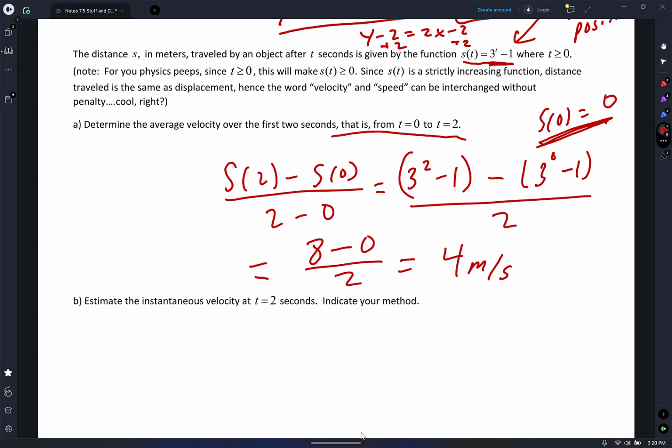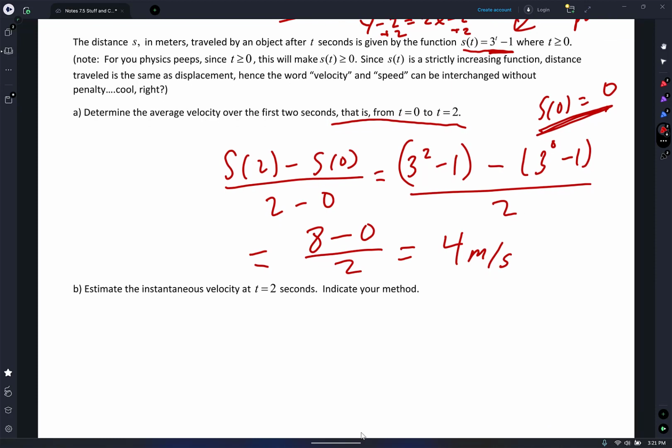Letter B. This is the important one. Yes, but this one's going to require some something. You'll see right now. Estimate the instantaneous velocity at t equals 2. Indicate your method. Okay, I want the instantaneous velocity. What am I going to do? What do I do? Calculate. How do I calculate the rate of change? The instantaneous rate of change. What are we using right now?